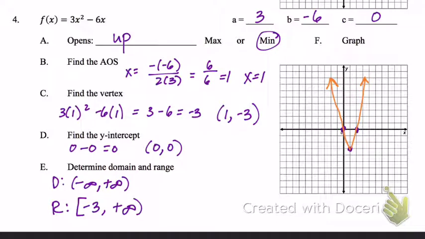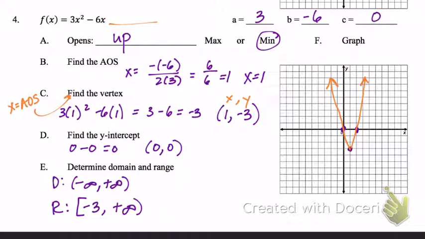With this one, you don't have a c value, so that would be 0 because there's nothing out here. It opens up because of the positive a value, so that means that it has a minimum. My axis of symmetry would be negative 6 over 2 times 3, negative b over 2a, which becomes x equals 1. To find your vertex, you're plugging in your axis of symmetry, so you're getting x comma y. My x value is the axis of symmetry. My y value is what my y is when I plug in my axis of symmetry.